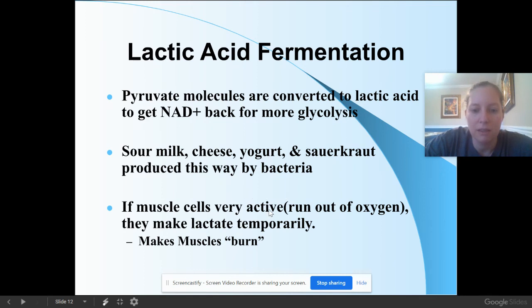If muscle cells are really active, and this is where the term anaerobic exercise comes from, they can make lactate temporarily. This is actually questionable, but you can think of it as your muscles burning when you do a lot of excessive work because you're forming that lactic acid. That lactic acid gets cleared out of your muscles after a couple hours. When your muscles hurt after exercise you're not used to doing, it's more likely that you're tearing muscle fibers, and those will just take some time to heal.